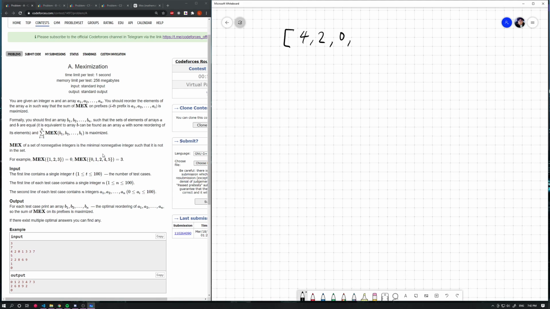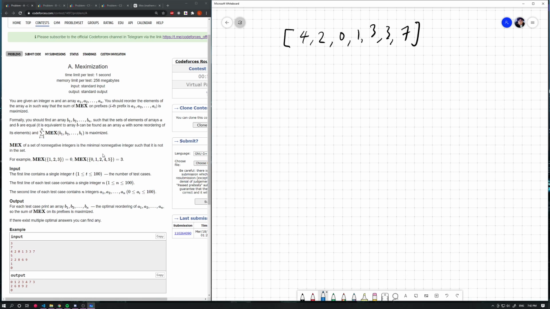4, 2, 0, 1, 3, 3, 7. You want to reorder it such that if you take an I, the mex of the prefix up to that I, if you sum them all up, it's going to be minimal. Sorry, it's going to be maximal. And so basically the idea behind this is that the mex just depends on the minimum number that is not in the array. So you're always better off sorting the array because that's basically the only way you can maximize the mex, right?